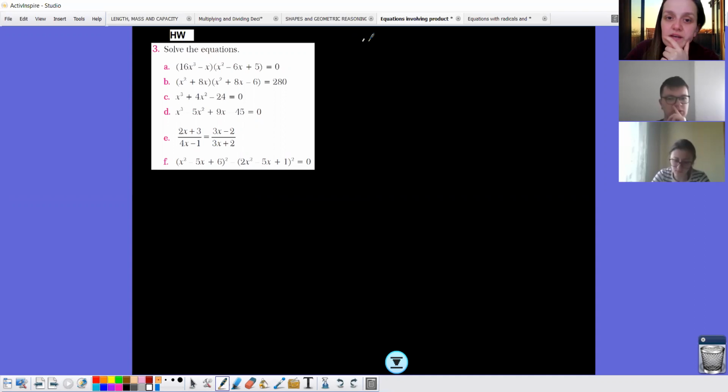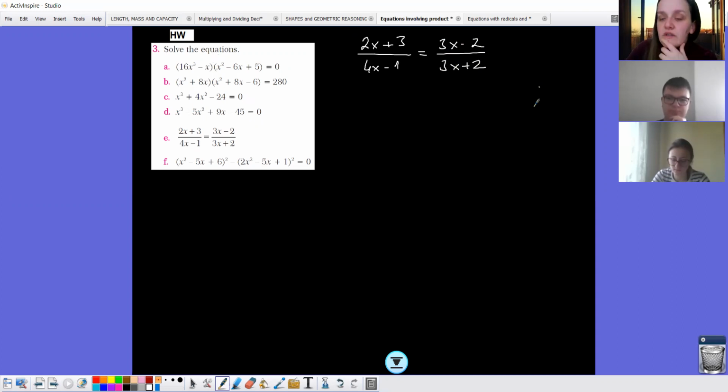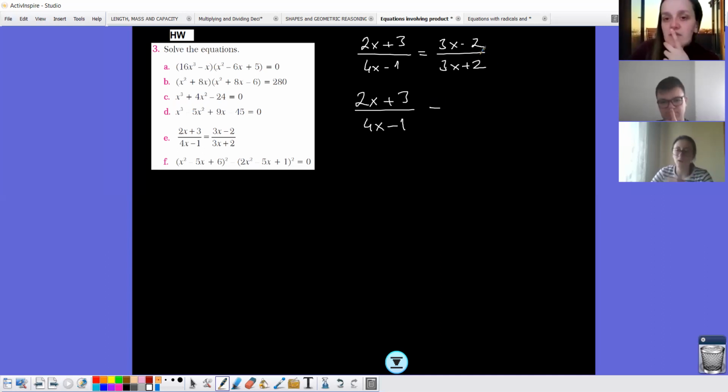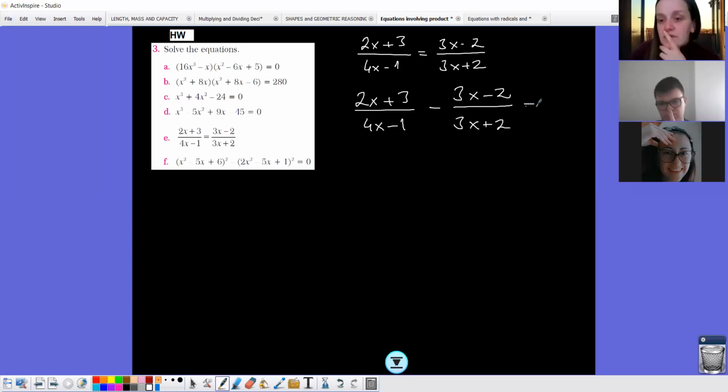Let me write here. When we had the fractions, let me say, or rational expressions, firstly, in all of them, we need to write them in standard form. Yes? I will take one of them to the other side, for example, this one to the other side, and it will be minus 3x minus 2 over 3x plus 2 is equal to 0.